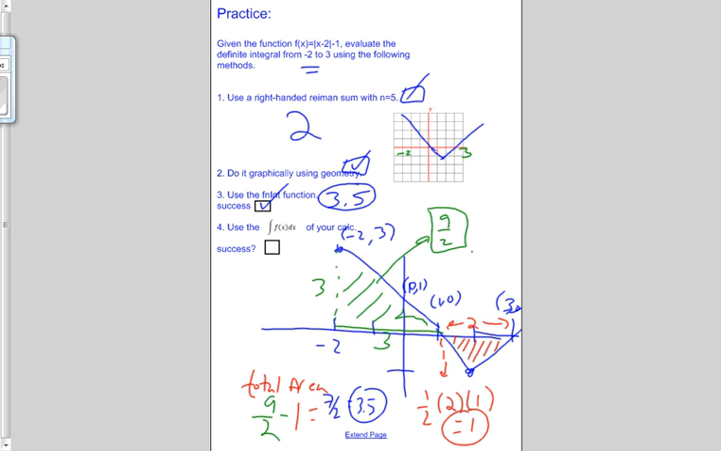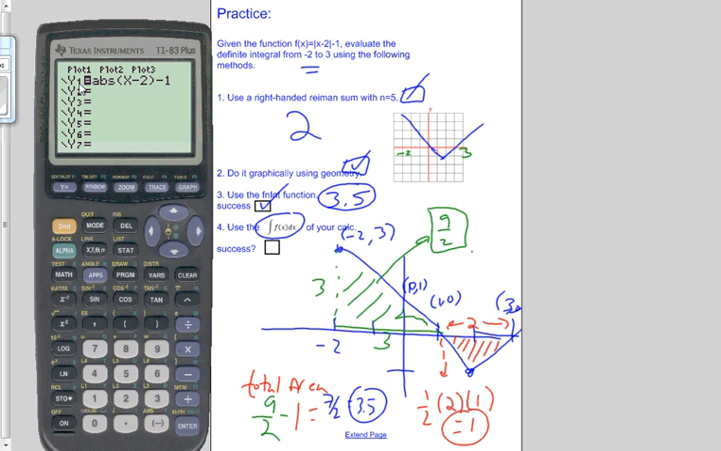And the last one is using the definite integral function of your calculator. Just as a reminder, you go to your calculator and always make sure that the function is in y1. It is. Then we press second calc, and we go down to the definite integral sign. We press enter, and we're going to integrate, and there's our function. We're going to integrate from -2 to 3. And as soon as we press enter, it's going to start shading in our area. Once again, the calculator makes slight approximations, but we get that the area is 3.5.